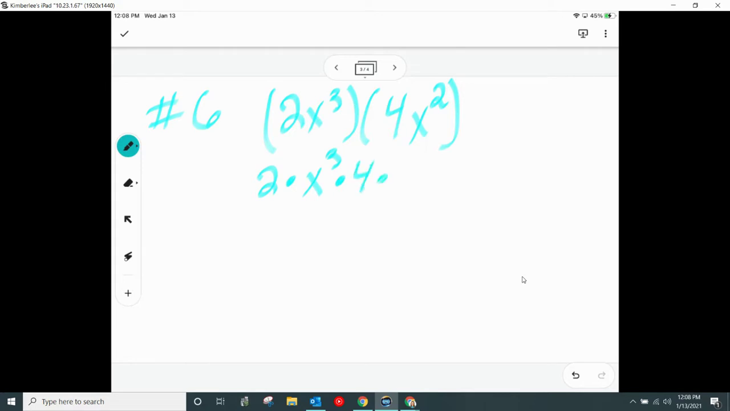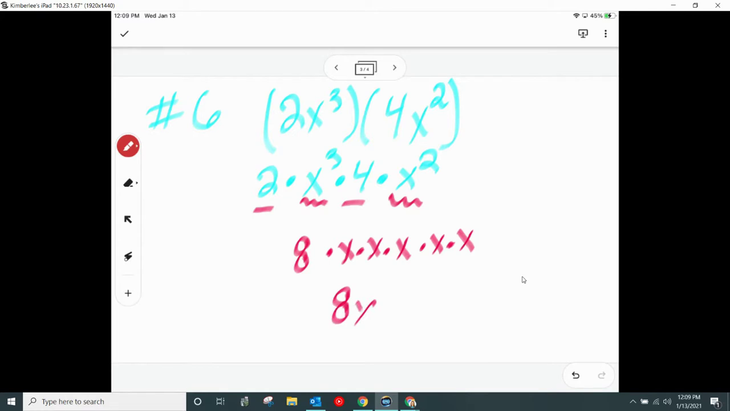So then I want us to think, well, I'm going to let my computer catch up here. Don't we know what 2 times 4 is? 2 times 4 is 8. And then I'm going to think about this. If I have x cubed times x squared, now I could go along and expand this out. X cubed is x times x times x, and x squared is x times another x. So this is going to end up being 8x, and I have 1, 2, 3, 4, 5.